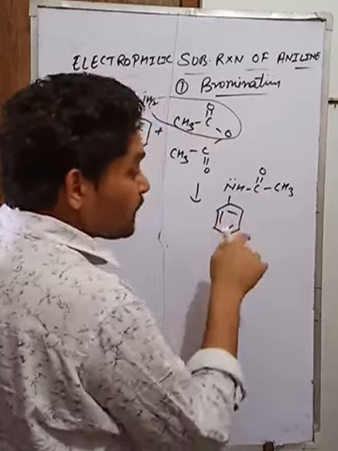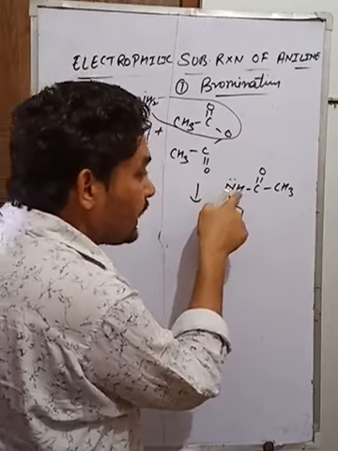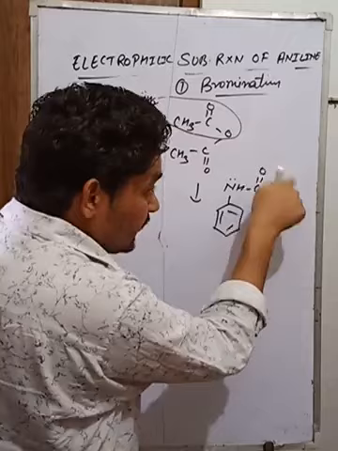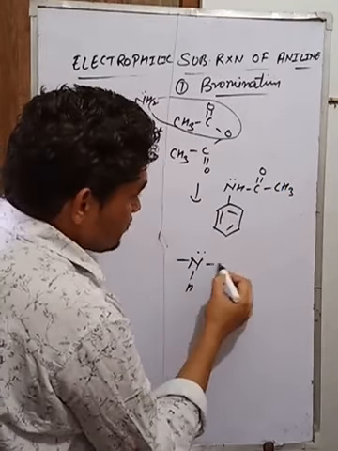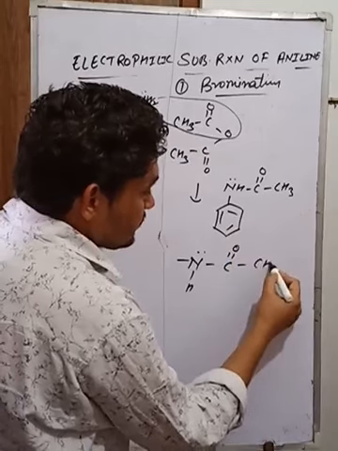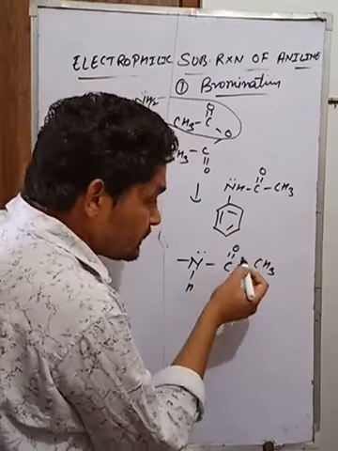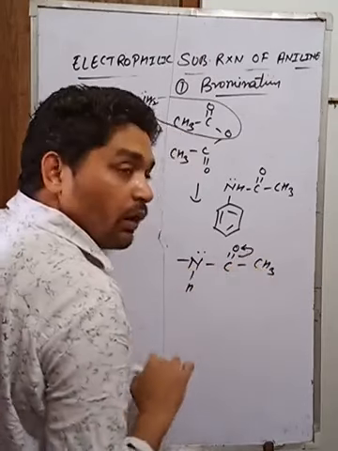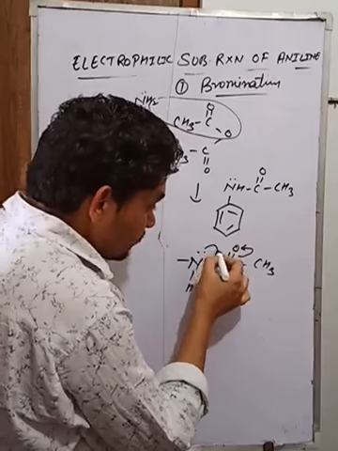This aceto group controls the activating power of the NH2 group. How? This is NH, this is CO and this is CH3. Oxygen is more electronegative than carbon, so this electron pair is shifted towards oxygen. This carbon carries a positive charge, thus this electron pair is shifted towards this.